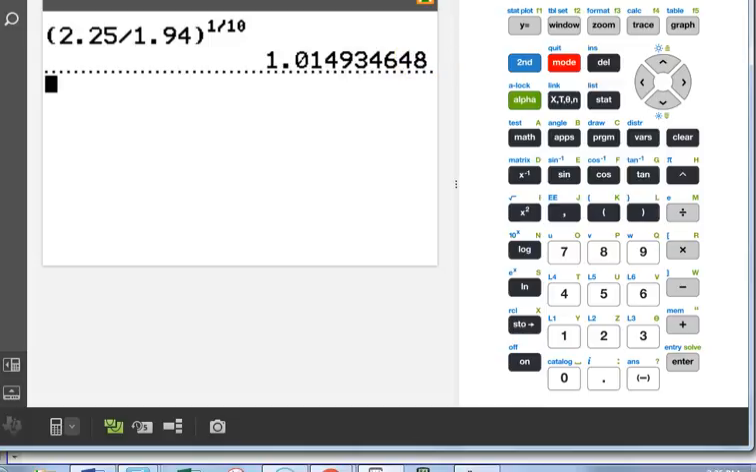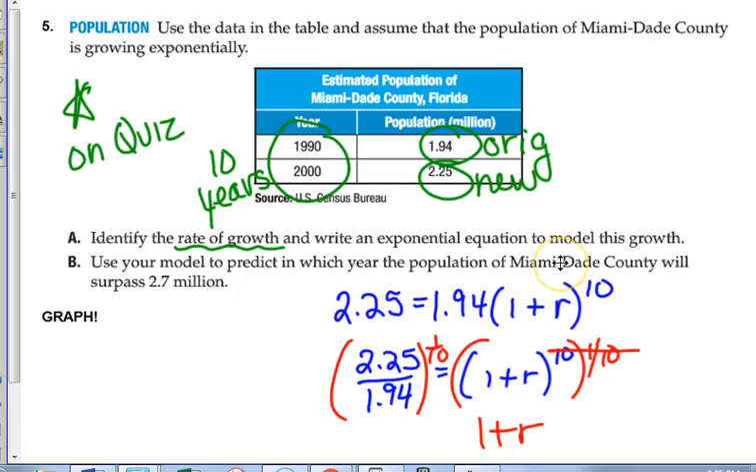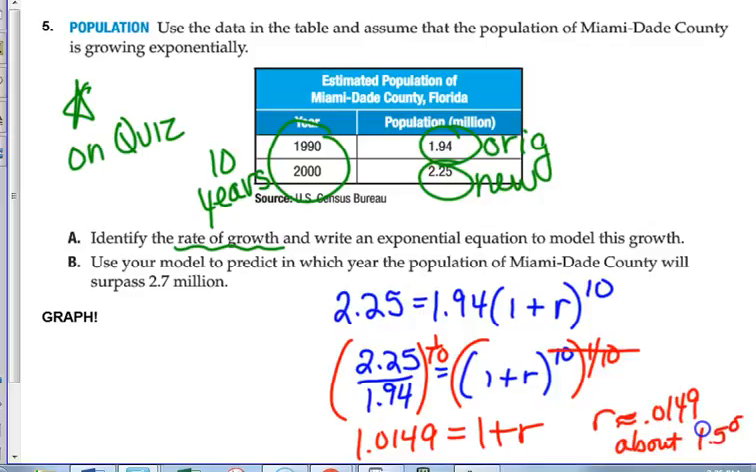1.0149 if I go a few places out. Then if we subtract 1, we get R is approximately 0.0149, or about what percent? 14.9. No. 1.4. Oh my god. I'm done. 2 places, I'm about done. 1.5% if I round.